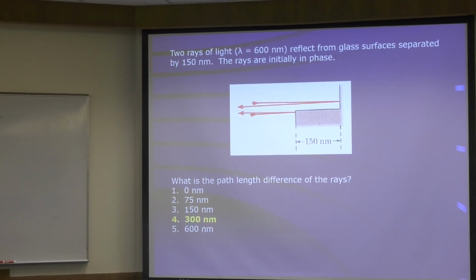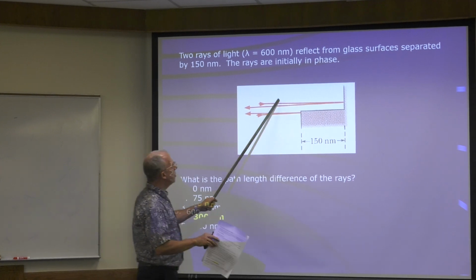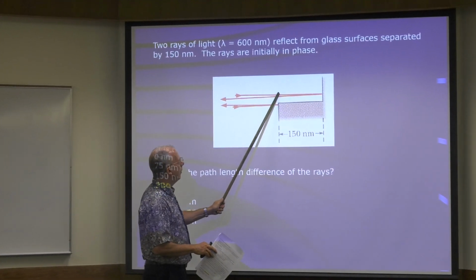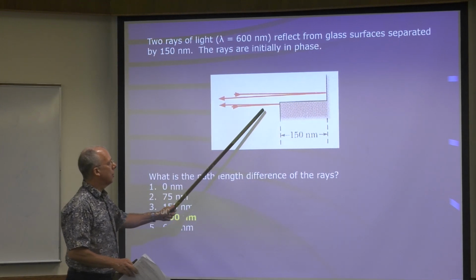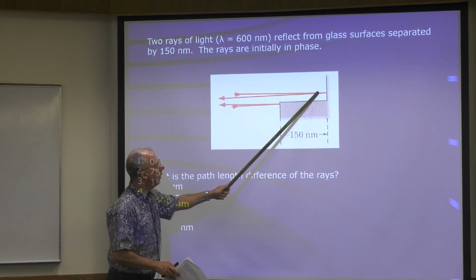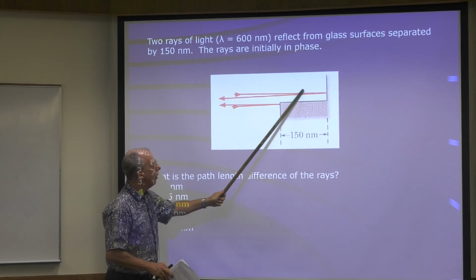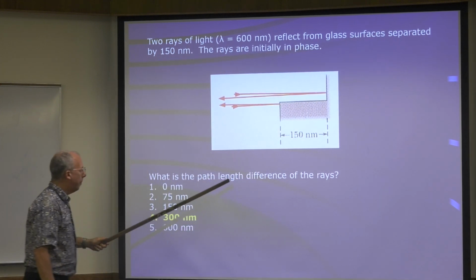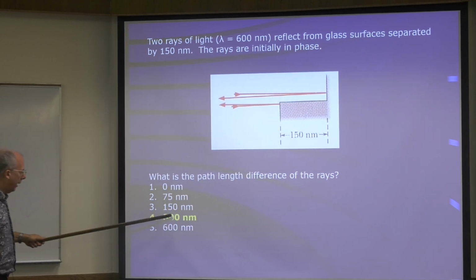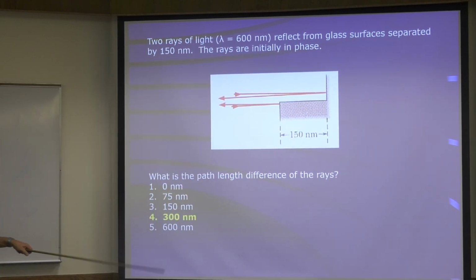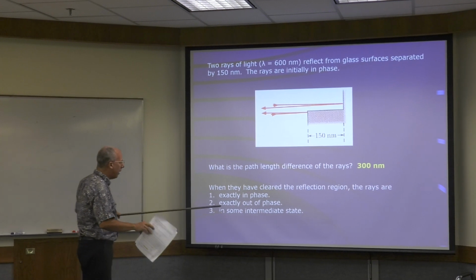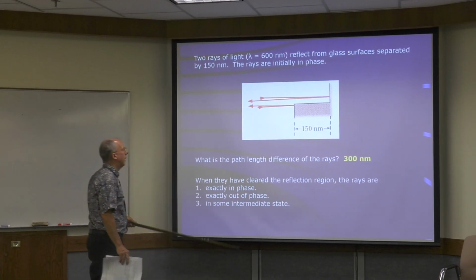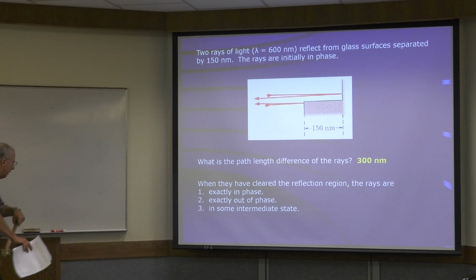Okay, look. This guy had to travel from here to here, whereas this guy didn't. So this wave traveled 150 nanometers plus 150 nanometers more than this guy. So the path length difference is 300 nanometers. Make sure you understand that. It's important. Now the follow-up is, when they have cleared the reflection area, the rays are going to be what? Pause your video and figure it out.